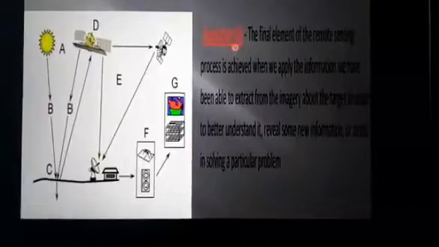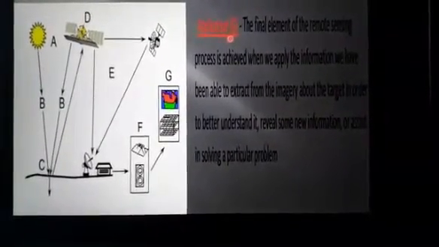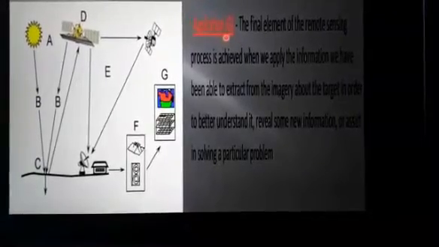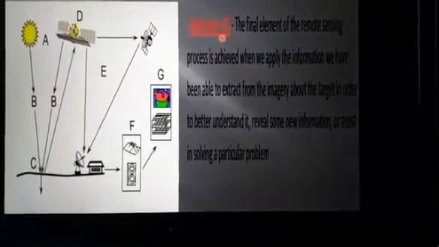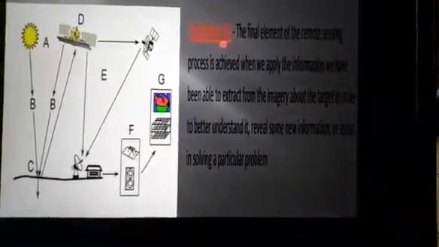From there, the last place is G, the application, which is the final element of remote sensing. It is achieved when we apply the information we have been able to extract from the imagery about the target in order to better understand it, reveal some new information, or assist in solving particular problems.